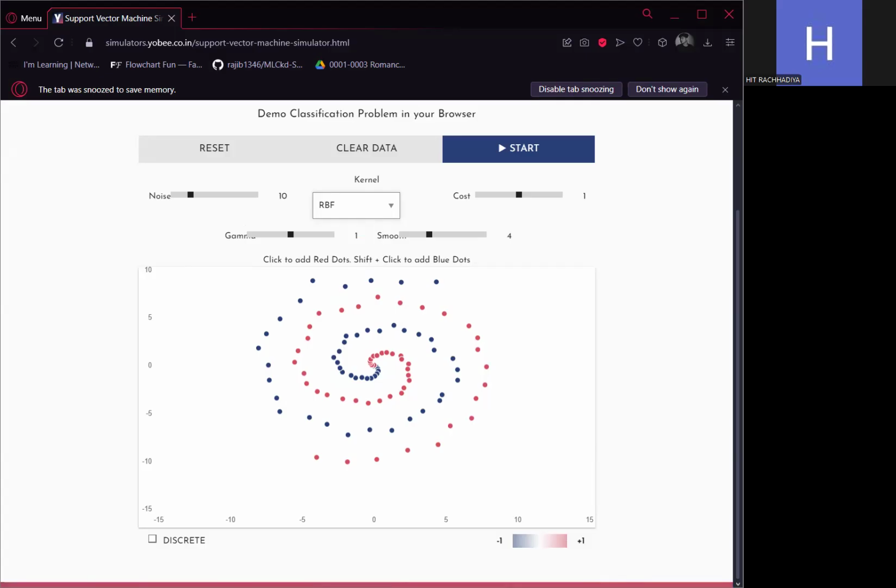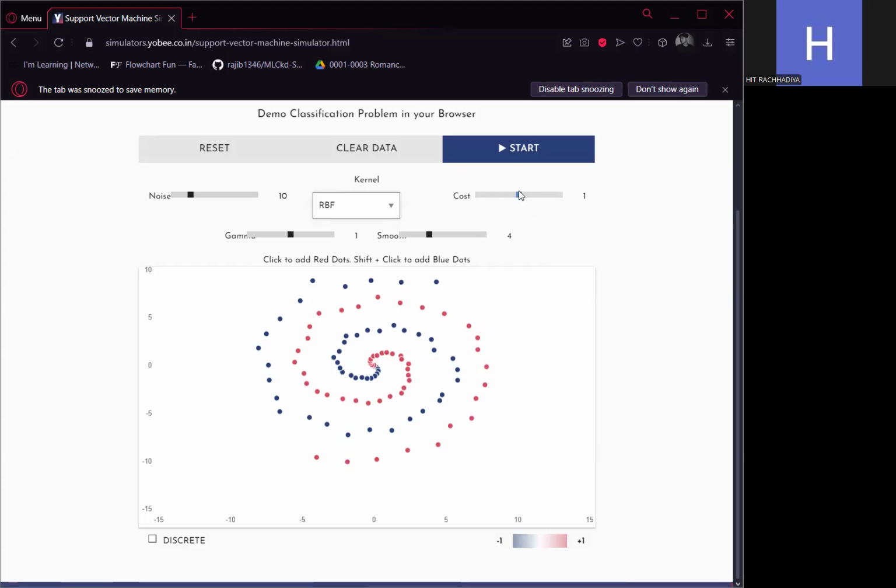In this we are using the RBF because our data is non-linear, and RBF is also widely used. So for this demonstration, we are also using the RBF kernel. Then the second option given is cost. The cost parameter controls the trade-off between maximizing the margin and minimizing the classification errors.